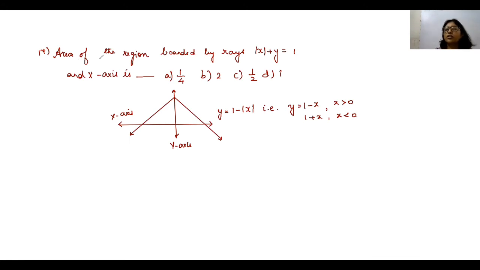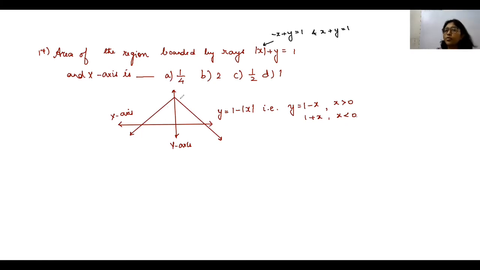Again a question of area of region bounded by the rays, but it is modulus x plus y equal to 1. So we can write y is equal to 1 minus modulus x. Or if you want, you can directly write this is minus x plus y equal to 1, and the other one is x plus y equal to 1. So for x plus y, the intercept is 1, 1, so I have taken this. And over here, the intercept is minus 1 and 1, so we have taken it on the other side.